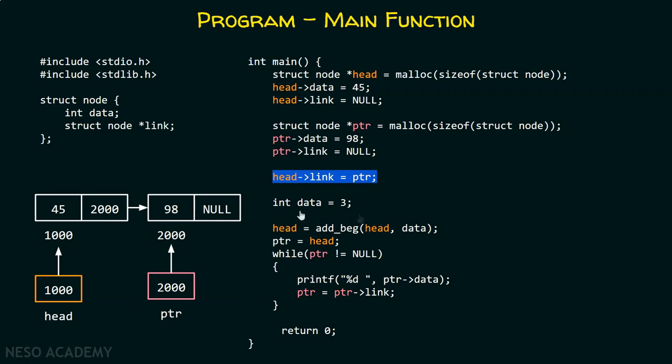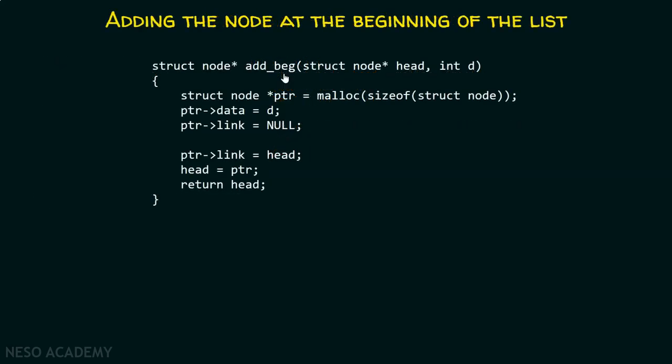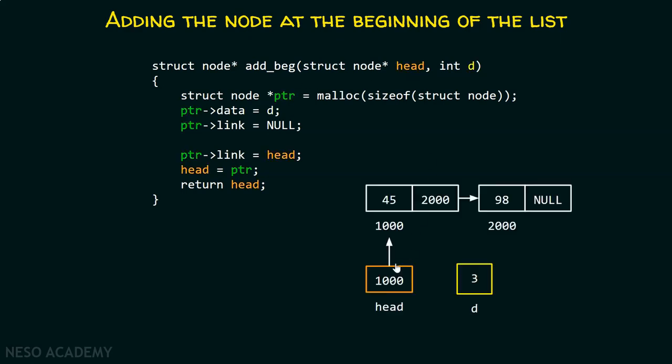and this means that now it is pointing to this node. After this I have declared a variable data because I want to create a new node and I want to insert this data. So here is the data. After that I'm calling this add beginning function. This function will actually add the node to the beginning of this list, that is this particular list, okay? Here in this function we need to pass the head pointer and of course the data. Here is the add beginning function and here you can see the head will receive the address 1000, which is the address of the first node of this list, and d will receive the data.